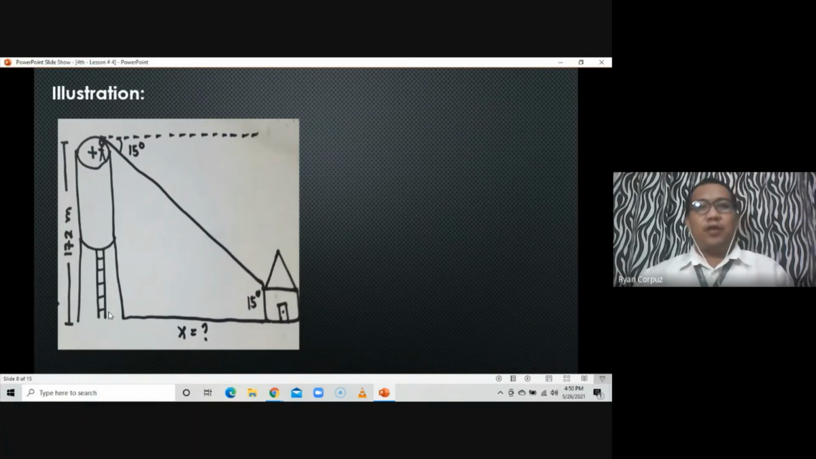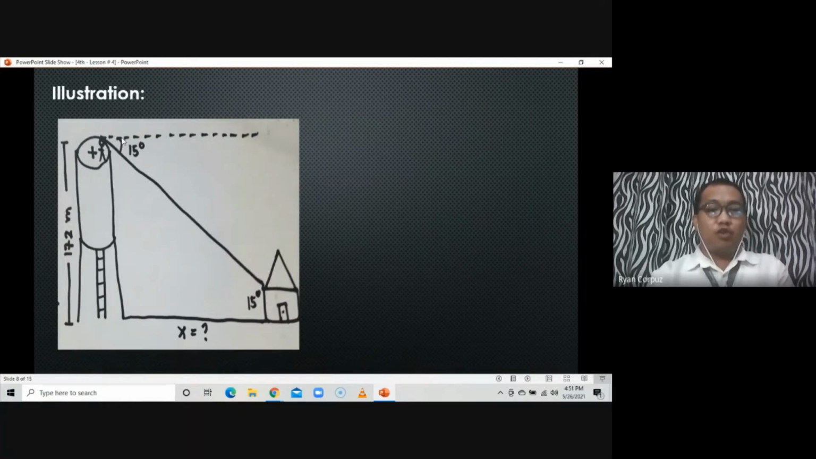Di ba angle of depression is from the horizontal to an object below. So ibig sabihin, if this is the observer and if you're going to look straight forward, ito yung horizontal na sinasabi natin. And looking at an object below, which is the house, ito yung angle of depression niya na 15 degrees.